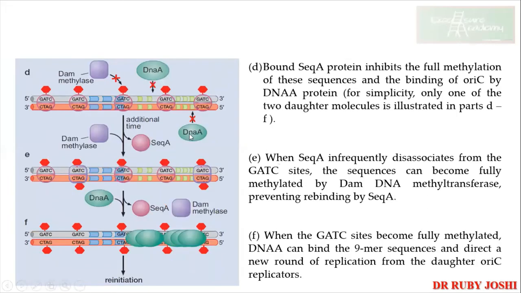So now what is happening? Now the Dam methylase cannot methylate, and DnaA binding protein cannot bind. So it is preventing. Now once prevention has been done, SeqA will leave. Once SeqA is leaving, then Dam methylase can come and methylate the daughter strand. Now once it is methylated, the DnaA protein can come back again and start the reinitiation of the replication. Clear? The regulation of DNA replication, is it clear?